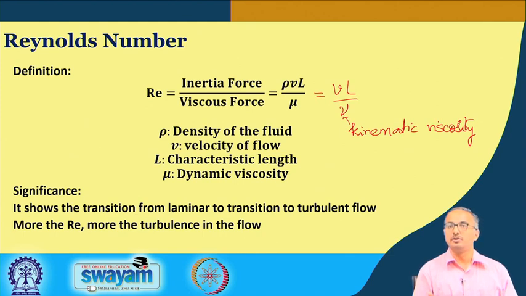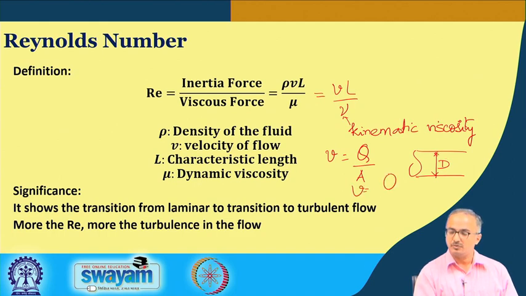So, if you want to put the Reynolds number in terms of the volumetric flow rate, it is very easy. You can see that V is equal to Q by A, the volumetric flow rate divided by the area of cross section through which the fluid is flowing. So, you can put this, for example, in a pipe of diameter d. So, this V will be equal to Q by pi by 4 d square. And in that case, the L is taken to be d, the diameter of the pipe.